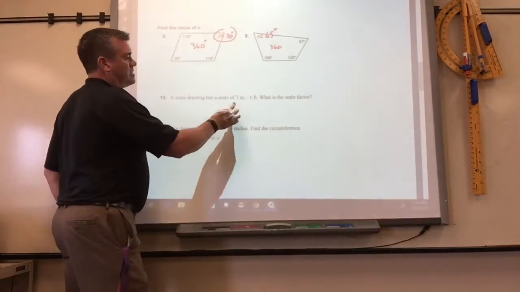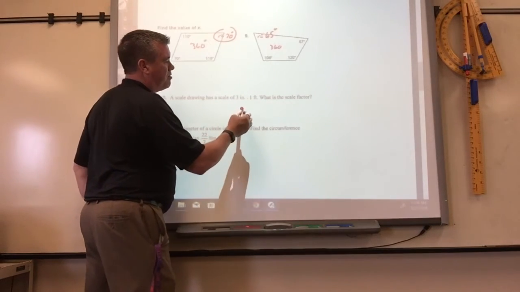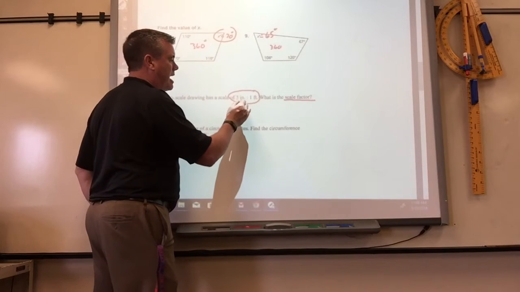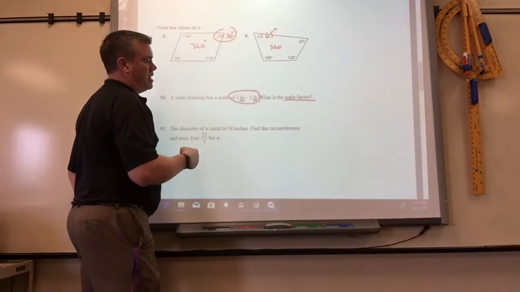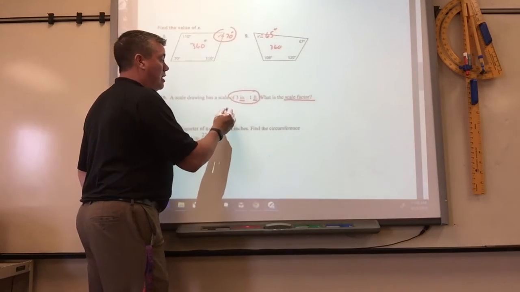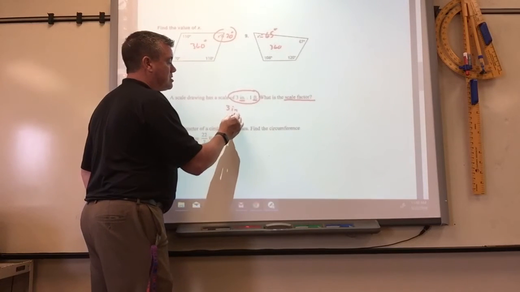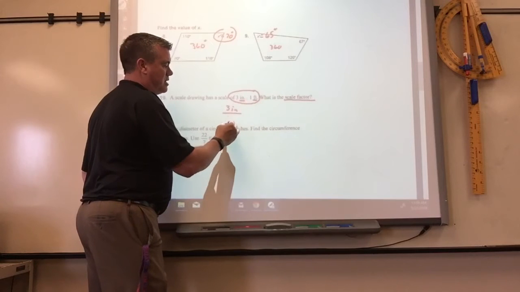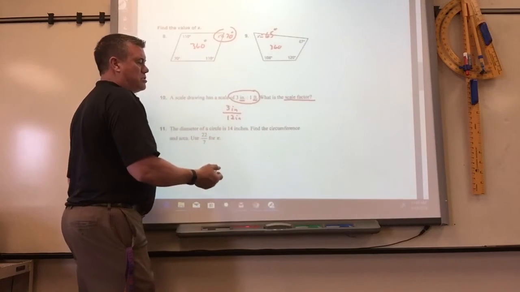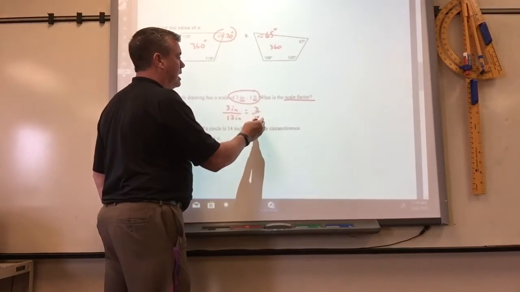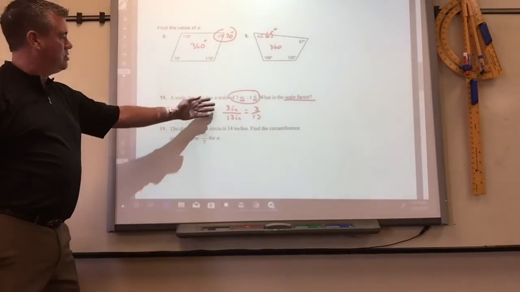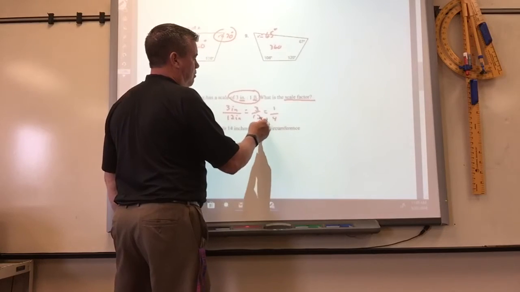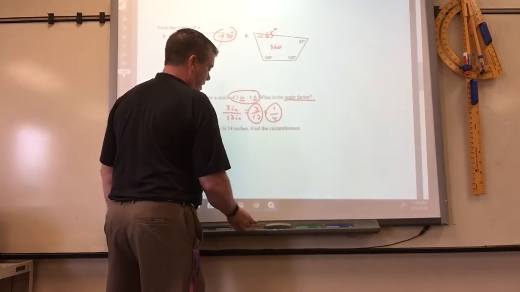The scale drawing has a scale of 3 inches to 1 feet. What's the scale factor? Well, this is a scale. It's just not a factor because it doesn't have the same label. So you would write 3 inches, and you can write it as a fraction or with the colon. Just change this into inches, so it's 3 to 12. It doesn't say to reduce it, but you could. 3 to 12 would reduce to 1/4. You could write it either way.